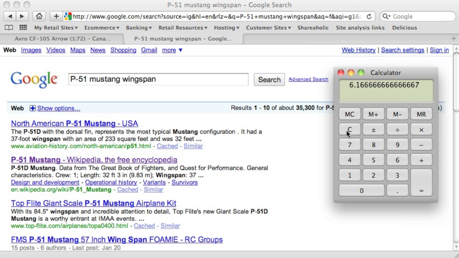Let's say we had a Mustang in 1/48 scale. We're going to just put in the same dimension here, 37-foot wingspan, and in this case we're going to divide it by 48, and we'll come up with a larger number. Times 12, and in 1/48 scale it's going to be 9¼ inches for the wingspan. Remember that the smaller the number on the bottom, the larger the airplane. The easiest way I have of remembering that is a 1-to-1 ratio is full size, 1-to-2 is half size, and as the number gets bigger on the bottom, the model gets smaller.